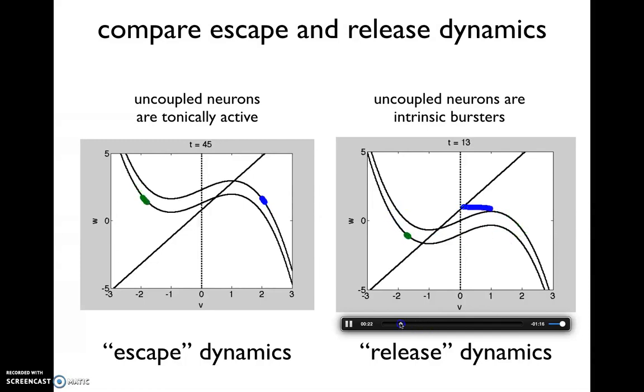So the distinction between escape and release dynamics really has to do with the precise reason why the silent neuron becomes active. Is it because it escapes the inhibition of the active neuron, or is it because it's released from inhibition by the active neuron?